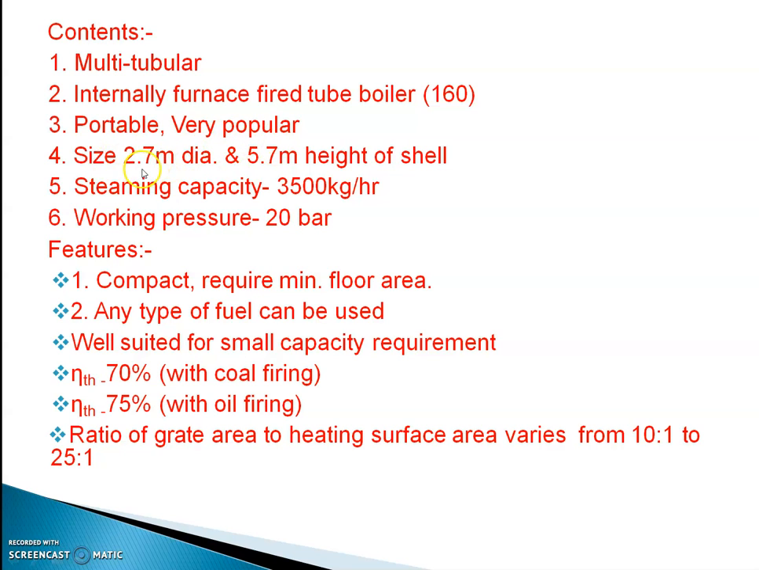The size of the boiler is 2.7 meter diameter and 5.7 meter height of the shell. The steaming capacity is 3500 kg per hour. The working pressure is 20 bar. Various features are present in the Cochran boiler.